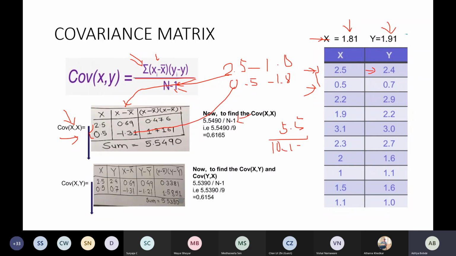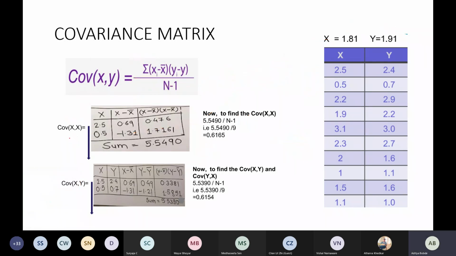And so I have shown you the step: 5.5 divided by n minus 1. That is 5.5 divided by 9. And that gives the covariance of the xx matrix, that is 0.61. Similarly, you can calculate it for your yy.